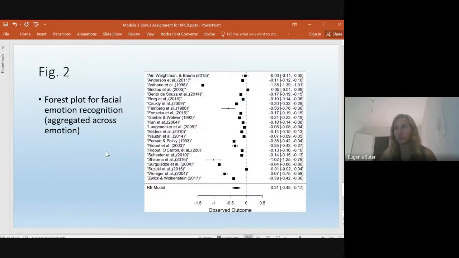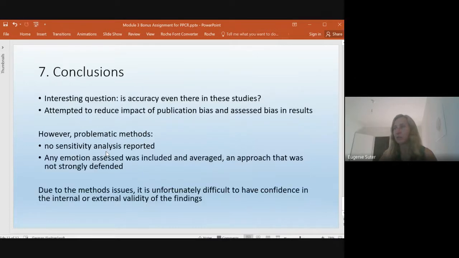However, and I'll skip over this forest plot, but just to give you an impression that most of the studies did fall on one side of the line as indicated in the results just prior. As I mentioned, there is a however here, and this pertains to my conclusions.